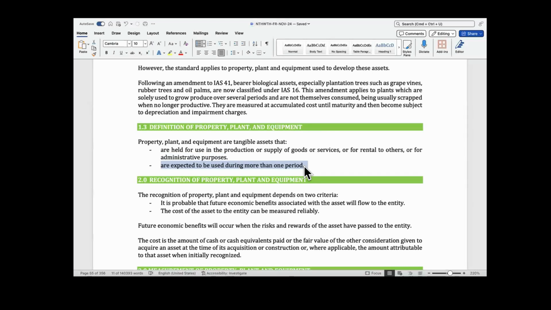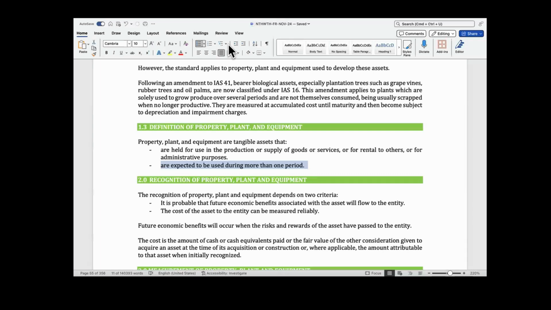If you are using it for less than one period, then it is not PPE. Just expense it. I mean, if you are using it for less than one period, expense it. Put it in your P&L. You can call it stationeries. You can call it furniture and fittings, not capitalized. You can call it whatever name you want to call it.